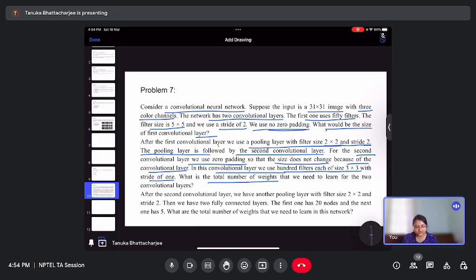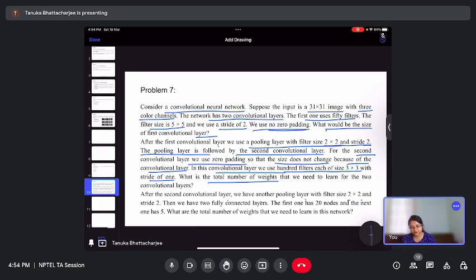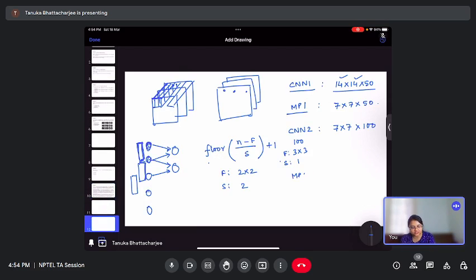It says that after the second convolutional layer, we have another pooling layer with filter size 2 cross 2 and stride 2. So after this again you have one pooling layer, with the same setting. Can anyone tell me what will be the size of the output of this pooling layer? We will use the same method as for the first pooling layer, because the specifications are the same, 2 cross 2 filter with stride 2. It's n minus f by s plus 1 itself. Same thing, no padding. For pooling we never do padding, because in pooling we are anyway trying to reduce the dimension.